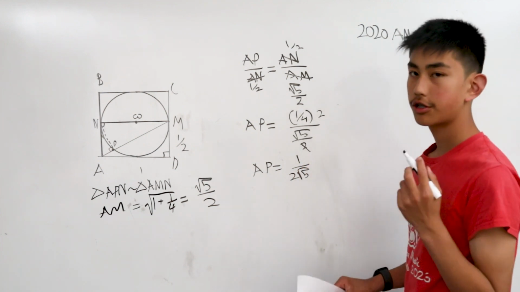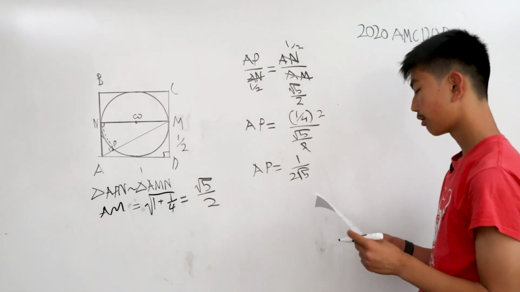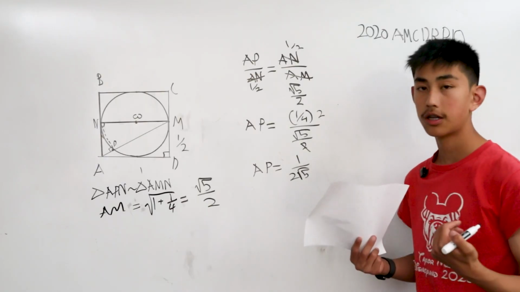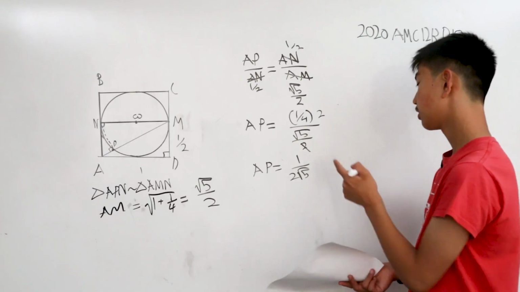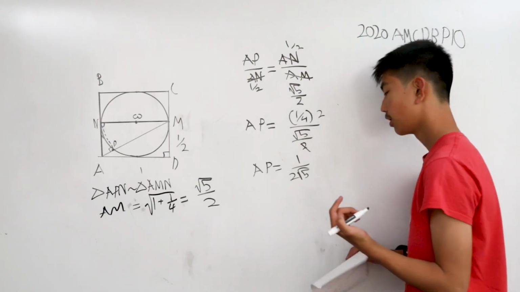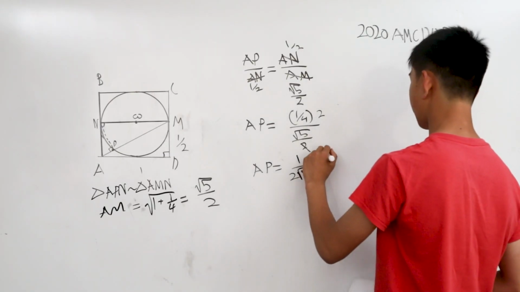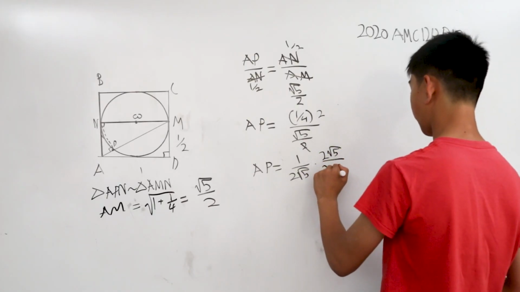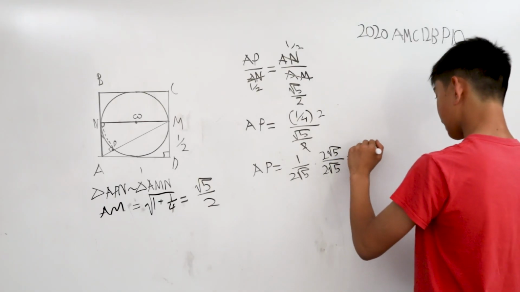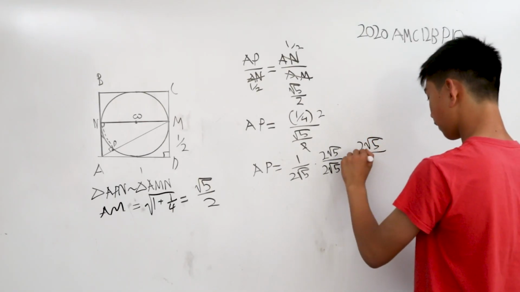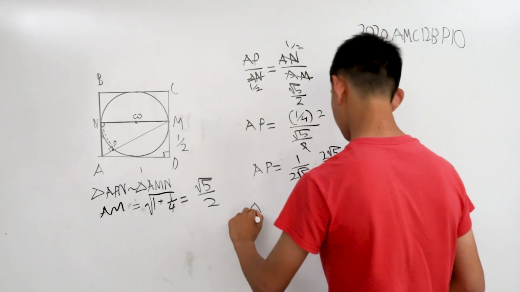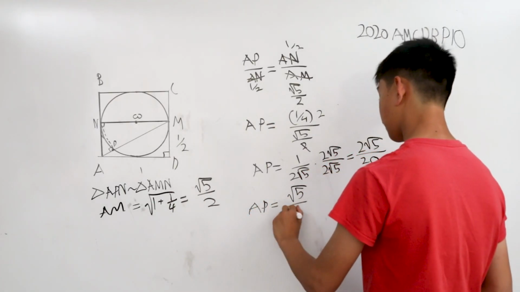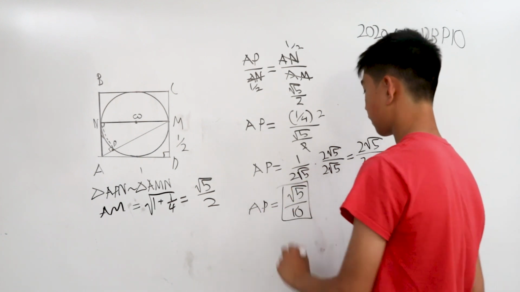But this answer doesn't show up in any of the answer choices, because when you look on the test, all the denominators are rationalized. So we have to rationalize the denominator by multiplying top and bottom by 2 root 5 to get 2 root 5 over 20, or AP in its simplest form is root 5 over 10, and that is our answer for this problem.